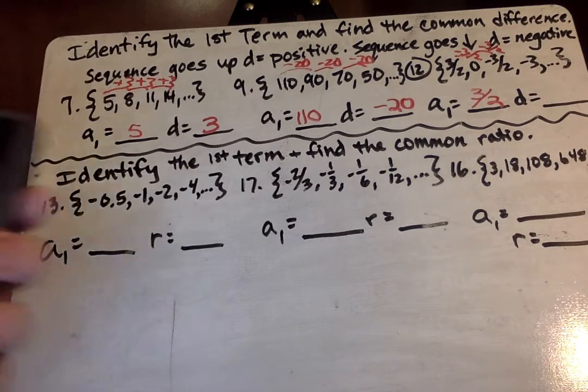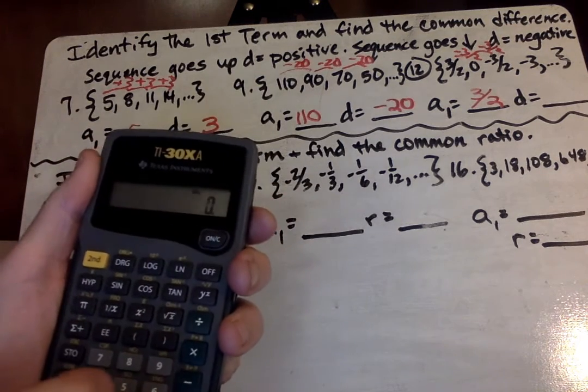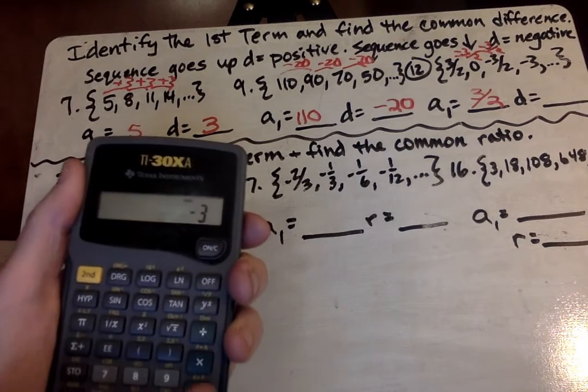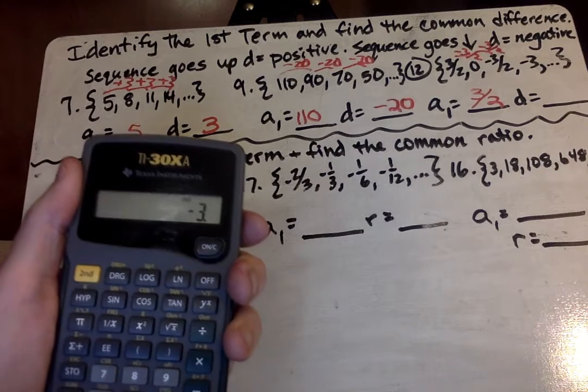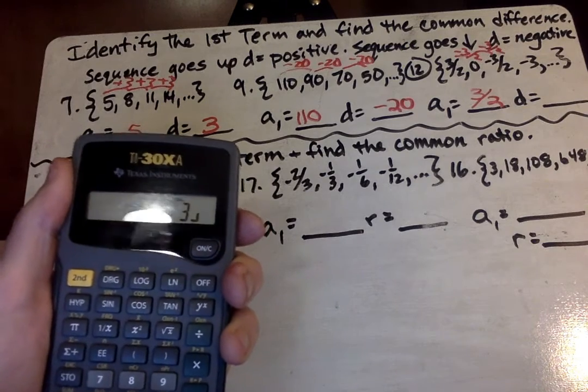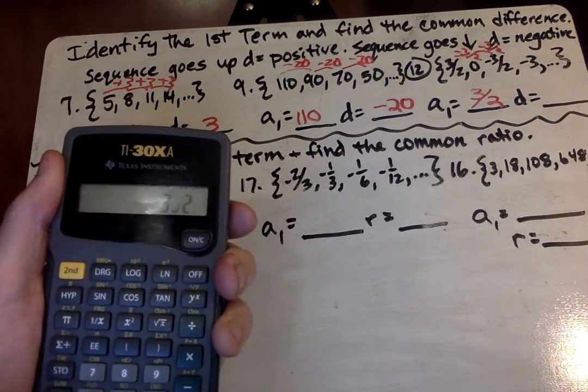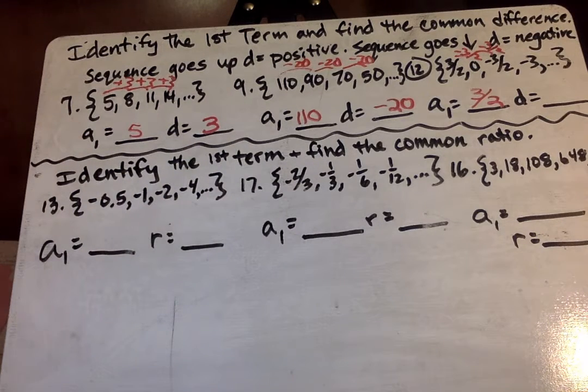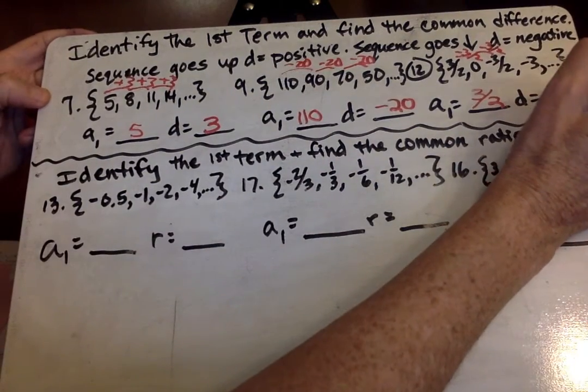Okay, so I'm going to try that one more time. So I go 3 negative, and I go minus 3, 1 and a half negative equals negative 1.5. Okay, so each time the difference, it's going down by negative 3 halves.